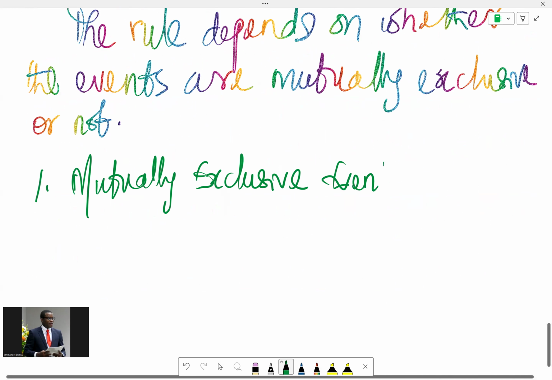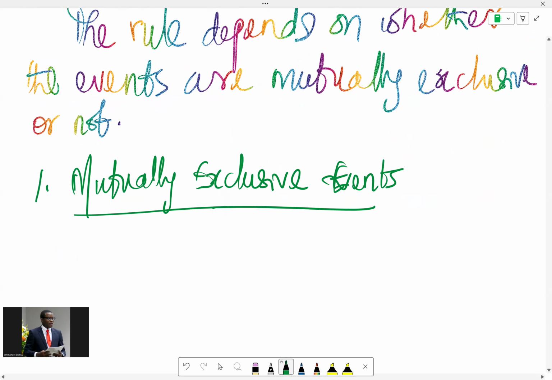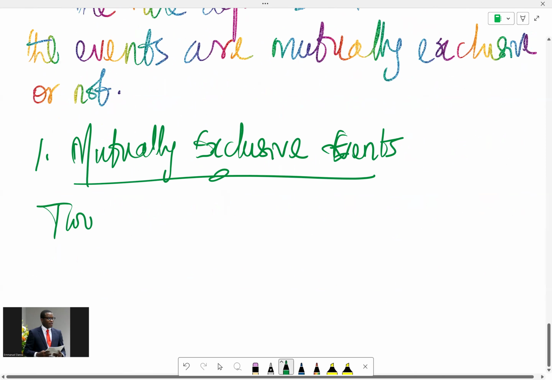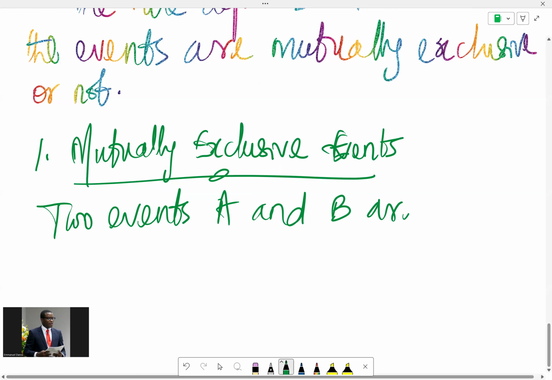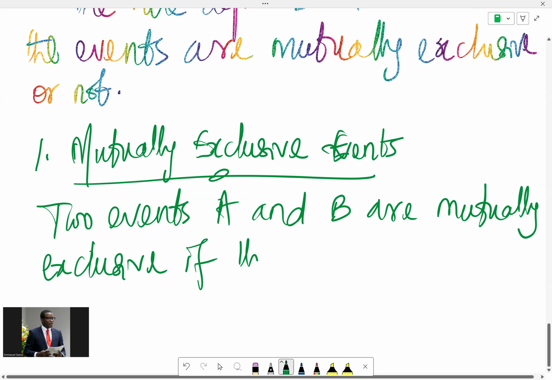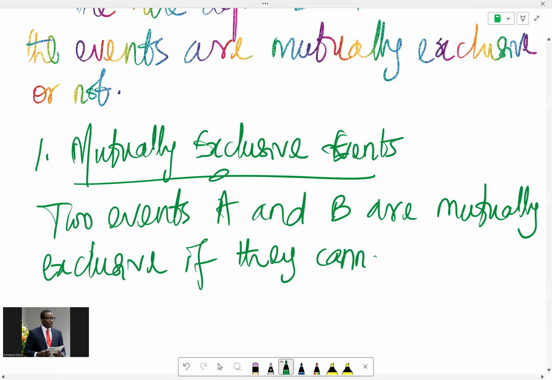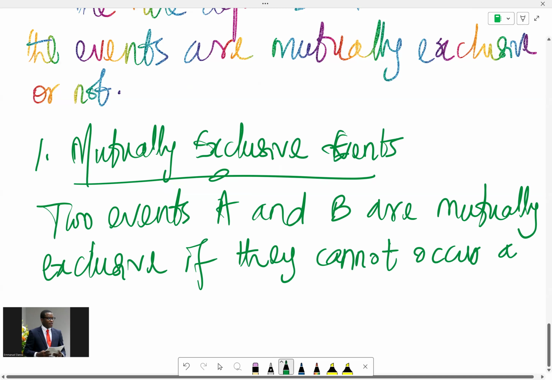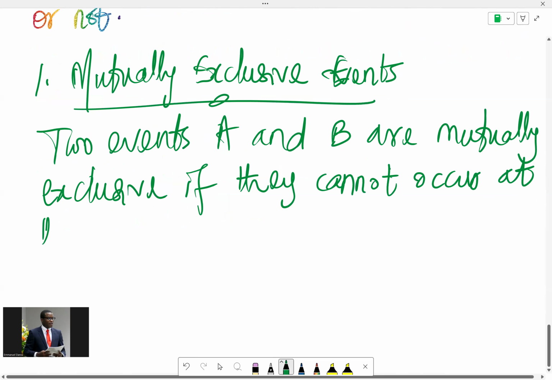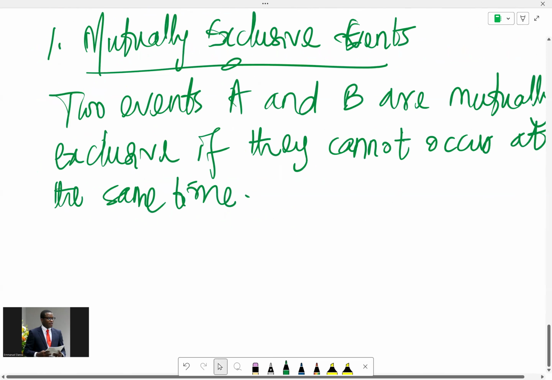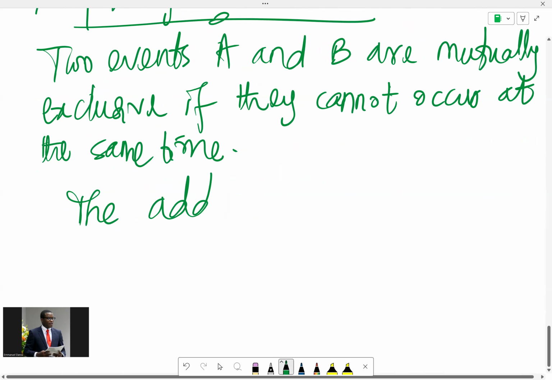So for mutually exclusive events, we have that two events, A and B, are mutually exclusive if they cannot occur at the same time, or you can say if they do not overlap, like I said earlier. So in that case, the addition rule was what we saw before, but better stated. Okay, we've seen this before already, right?